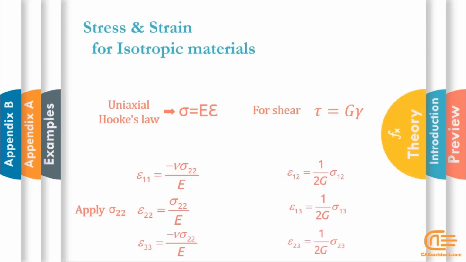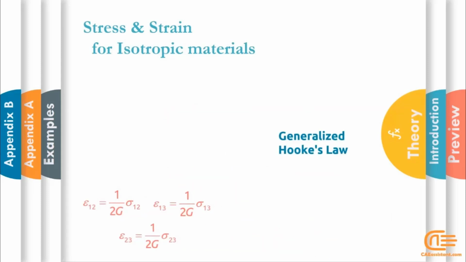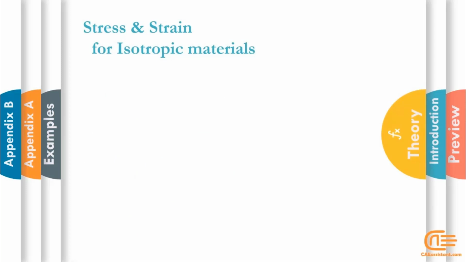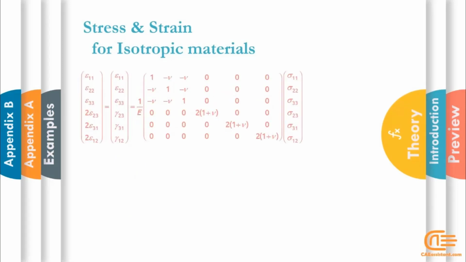Now, if we have all these stresses at the same time, the following relations are obtained for strains according to the principle of superposition. All I have to do is rewrite these equations in matrix form with stress and strain vectors and stiffness matrix tensors. This is called generalized Hooke's law in matrix form, where gamma ij is the engineering shear strain.